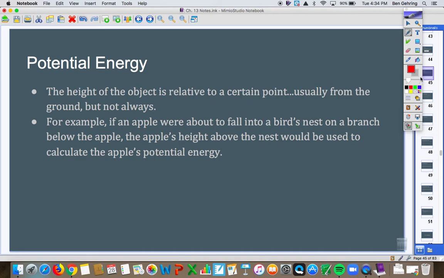All right, so the height of the object is relative to a certain point, usually from the ground, but not always. For example, if an apple were about to fall into a bird's nest on a branch below the apple, the height above the nest would be used to calculate the potential energy, because once it gets into the nest, it's going to stop falling.